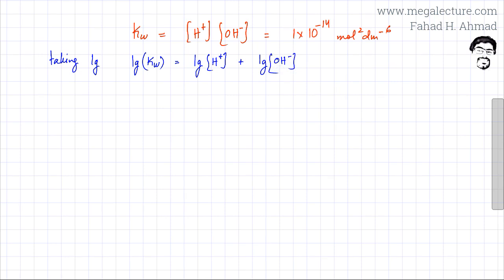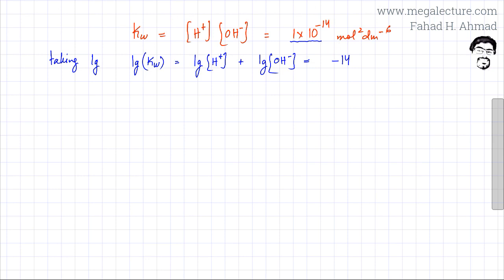And finally, I'm also going to take the log of 1 into 10 raised to the power minus 14. If I take the log of 1 into 10 raised to the power minus 14, I get minus 14. So this would be the value that you will get if you take the log of 1 into 10 raised to the power minus 14. So I've taken the log of this entire expression of Kw, and I get this expression over here.